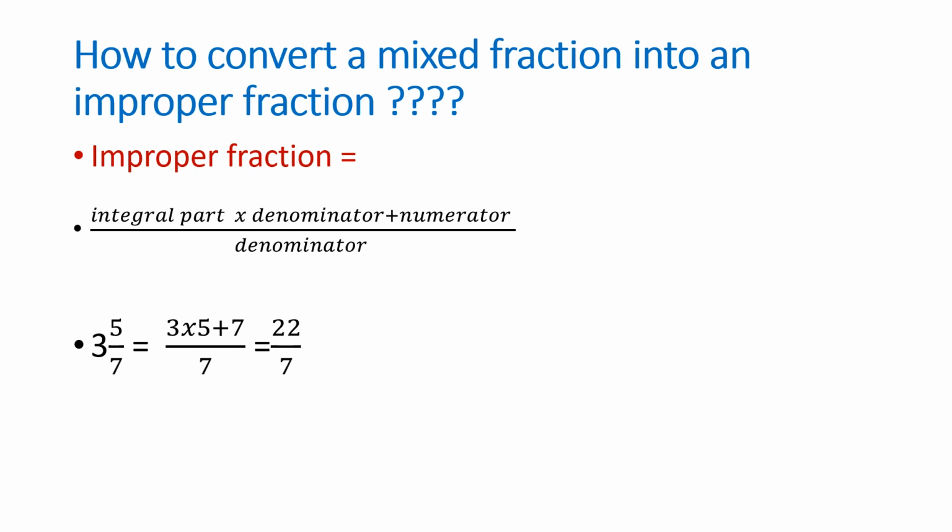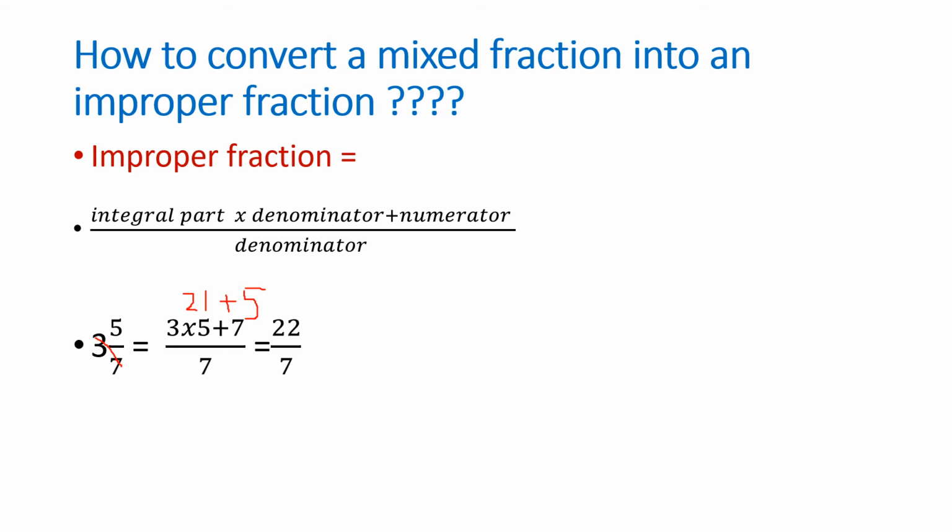Like you have a mixed fraction 3 and 5 by 7. So what you should do? Multiply the integral part with the denominator. So that means multiply 3 and 7. Okay, so you multiply 3 and 7 and then you add 5 to it. So 3 into 7 is 21 and 21 plus 5, how much do you get? We get 26. So the answer will be 26 by 7. So this is our answer, 26 by 7.